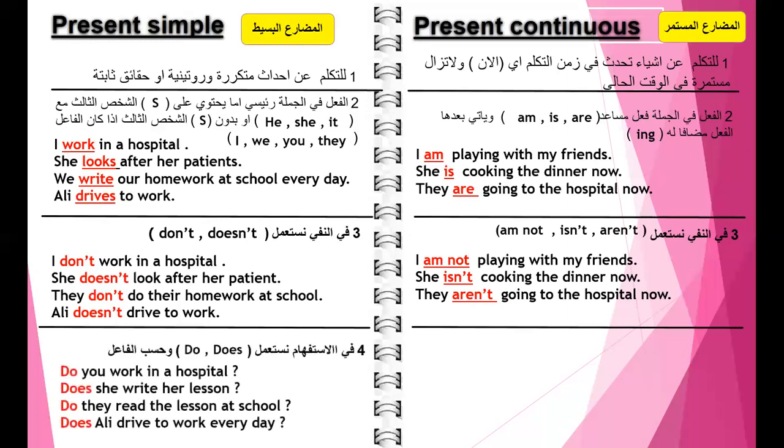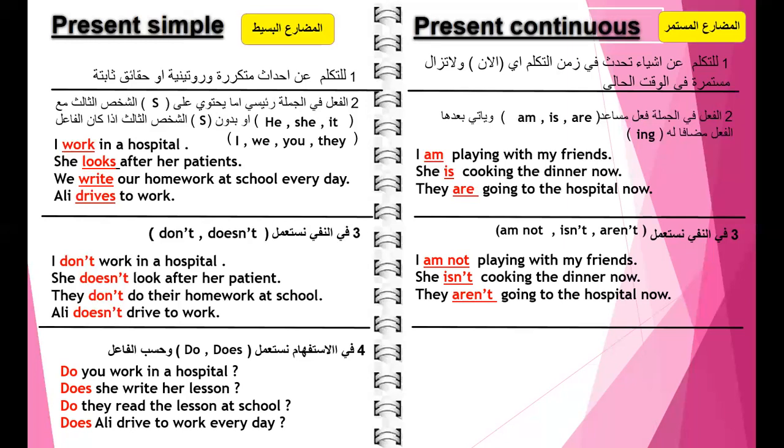Now, in a question, في الاستفهام, in the present simple we ask with do or does, the yes no question. حسب الفاعل. We ask with do if the subject pronoun إذا الفاعل I, we, you, they. We ask with does. We use does to make a question when the subject pronoun is he, she, it. But even when we use do or does, the main verb should be infinitive. لازم يكون فعل مجرد بعد الاثنين.